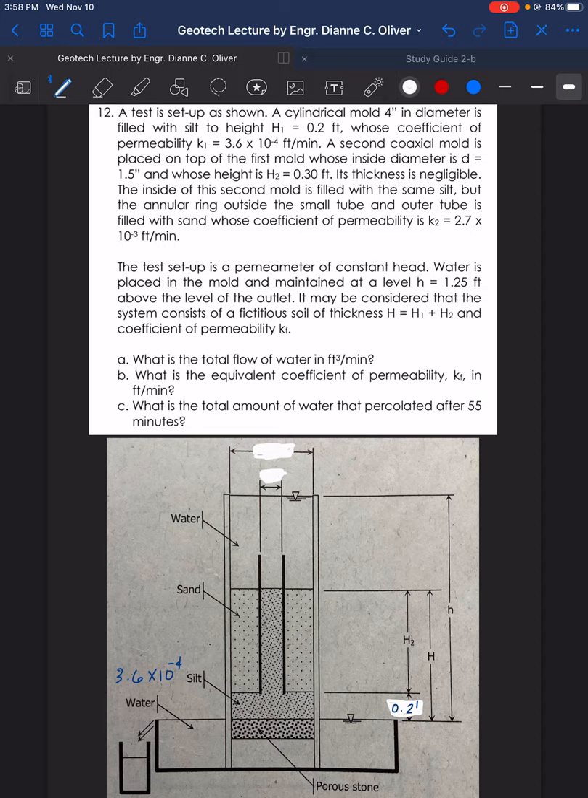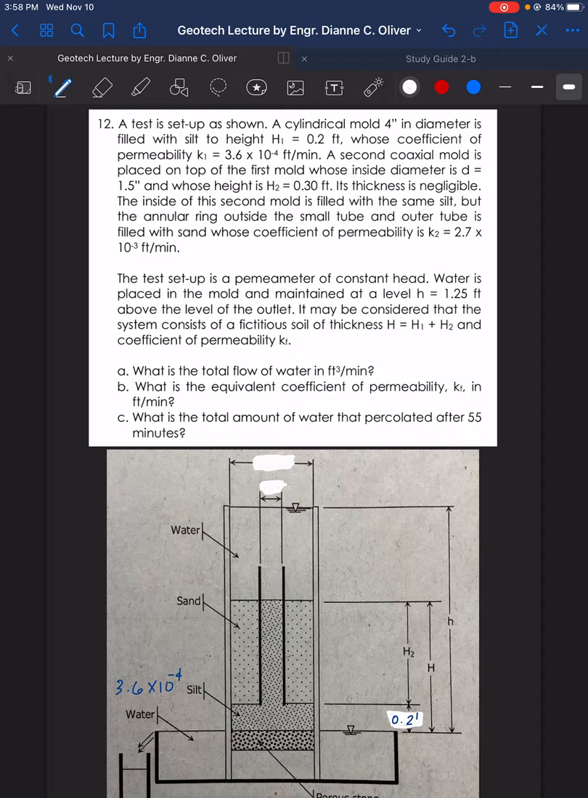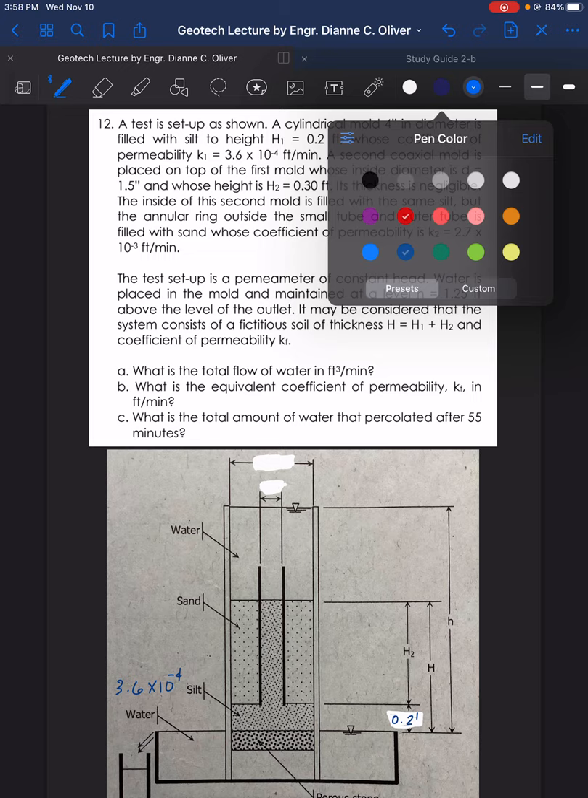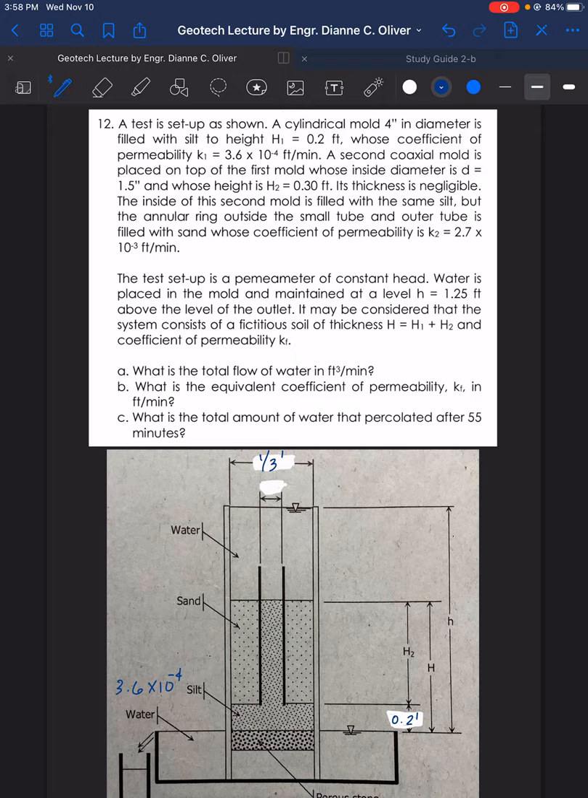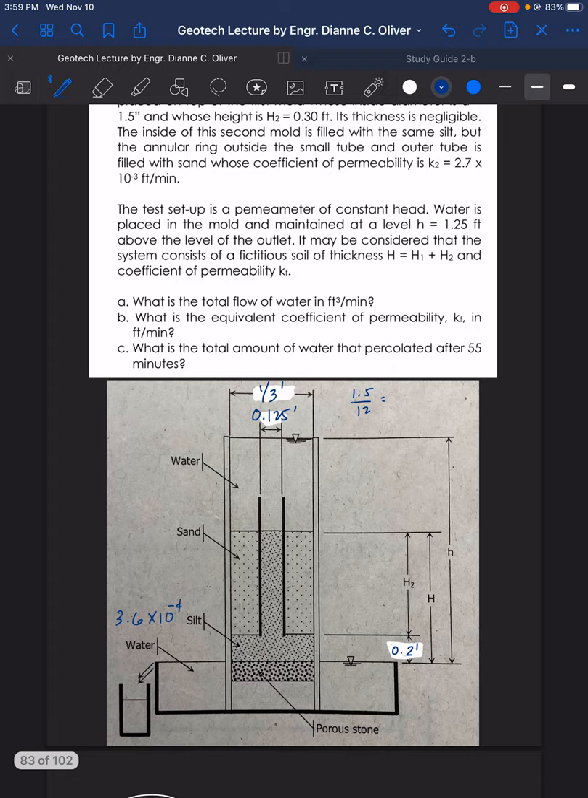4 inches. What is 4 divided by 12? It is 1/3 foot. And the other one is 1.5 inch. So 1.5 divided by 12 is 0.125 feet. Okay, next, height H2 is 0.3 feet.